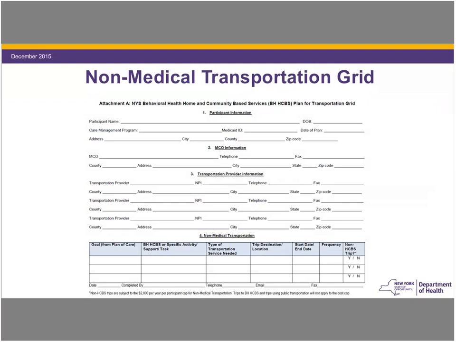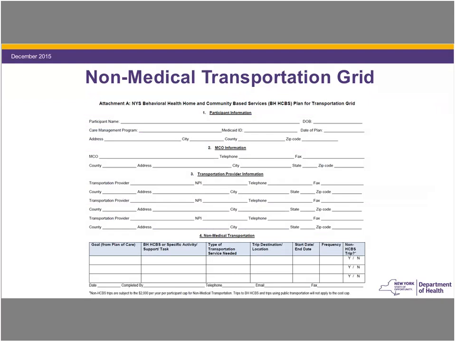So this here just shows you the grid, and this is also available in our guidance manual that is available online. We will provide the link to that. The guidance manual talks a lot about the types of trips and the rules around non-medical transportation, and you may have already seen that before.